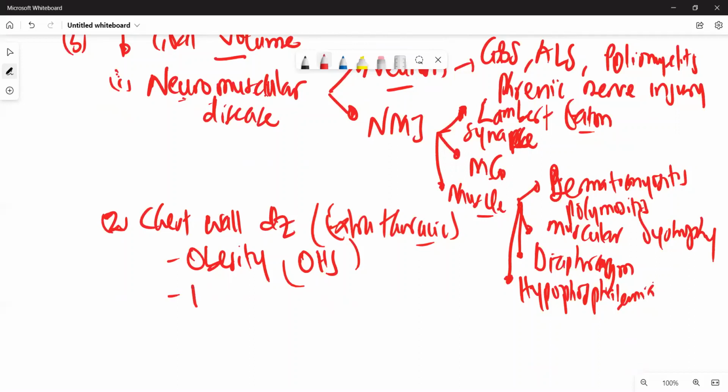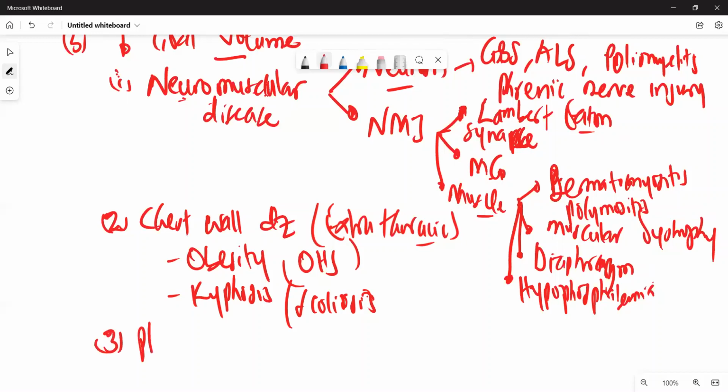The other one is also kyphosis or scoliosis. Someone who has a very bad scoliosis, that will also decrease the expansion of the lungs, so they can't bring in enough tidal volume, and that could lead to hypoventilation.